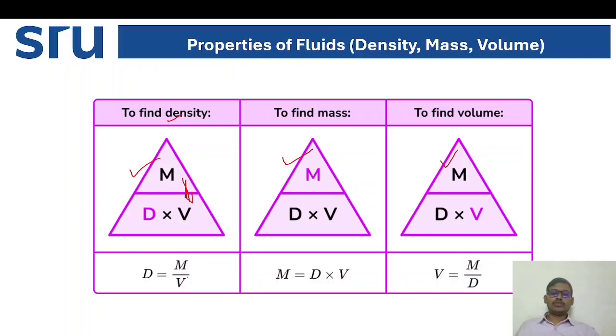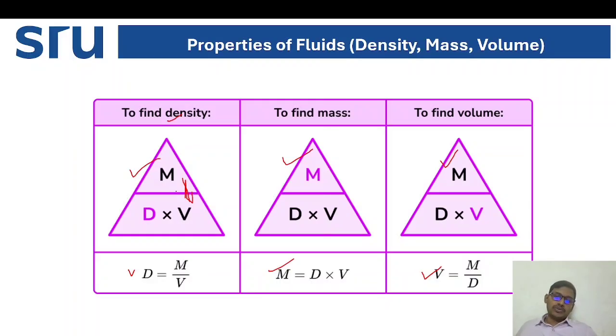So density is equal to mass by volume. Mass is equal to density into volume. Next, volume is equal to mass by density. So like that you can remember it in a quick manner. So, understood each and everything? If you remember this triangle, you can understand what is what.